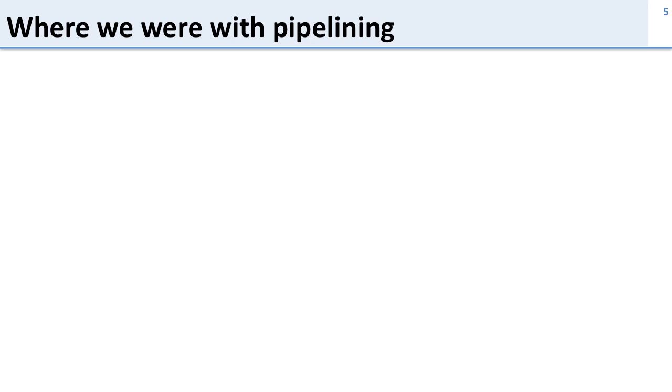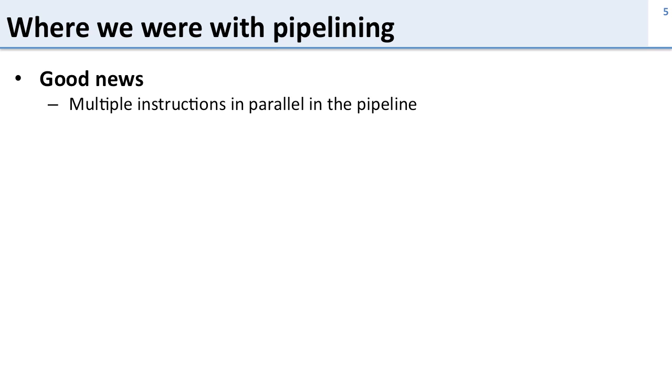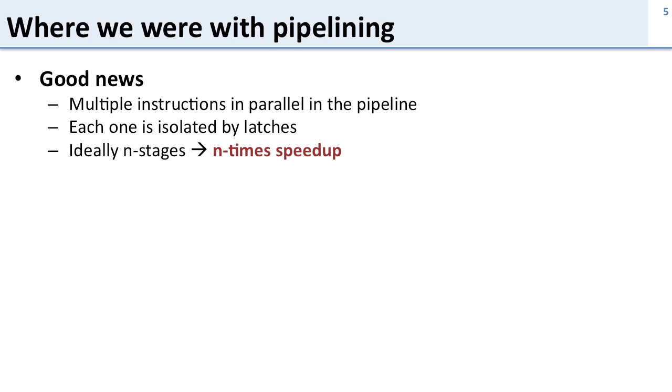So where were we with pipelining from the previous lecture? Well, we'd seen some good news. We saw that with pipelining, we can have multiple instructions in parallel in the pipeline. Each one is isolated by latches, and this is great. It means that if we have an n-stage pipeline, we can get an n times speed up. So a lot better performance by using pipelining.